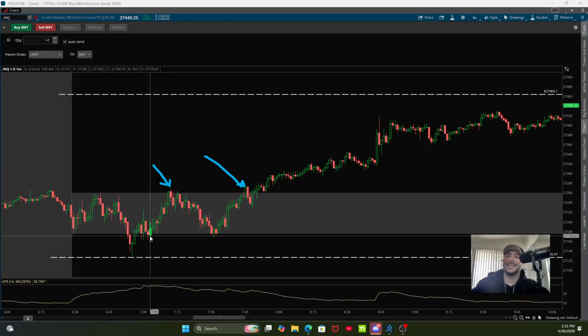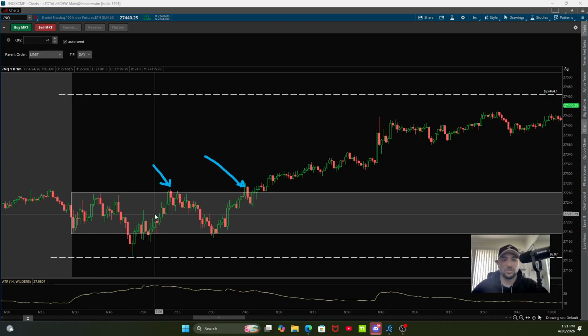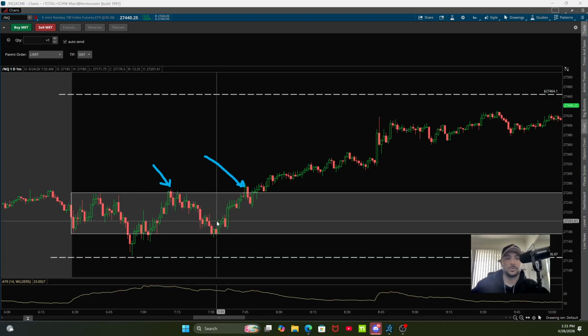So again, inside the gray box in my charts, it's just gray. You can make it whatever color you want. You don't even have to make a box. You can just put two individual lines. But if we're inside this range, I don't want any part of this price action. There's no real trend setting up. There's no real momentum. There's no nothing yet.